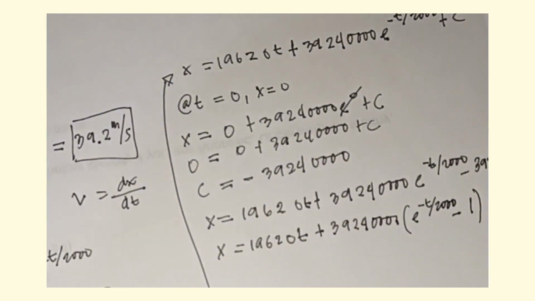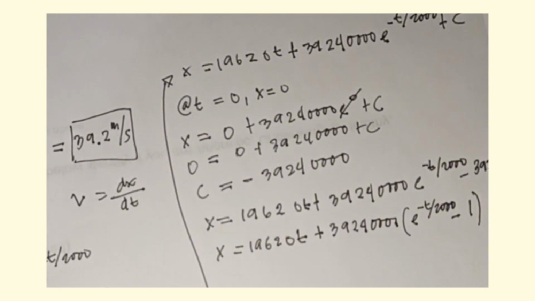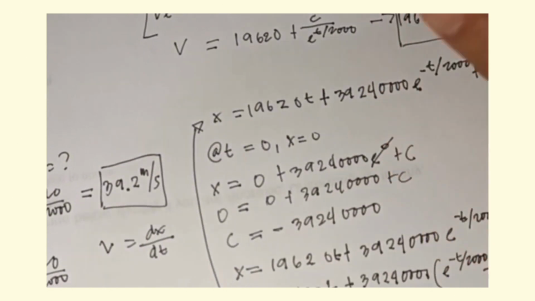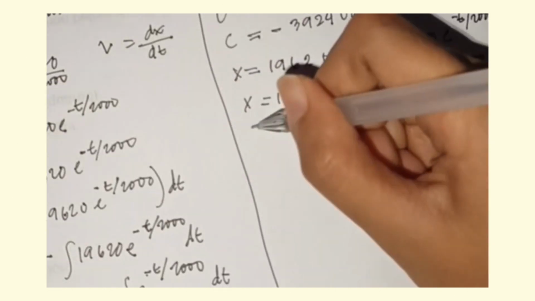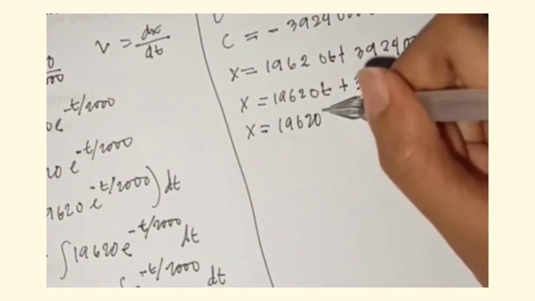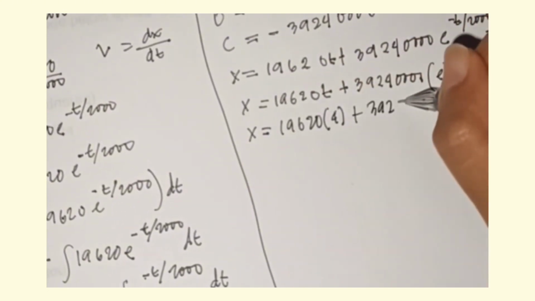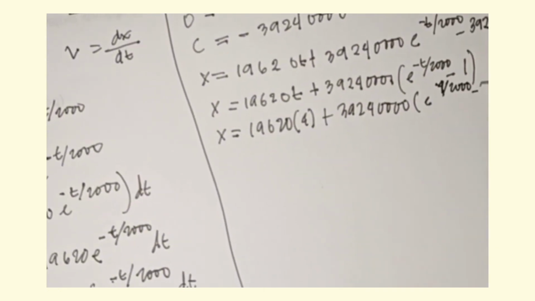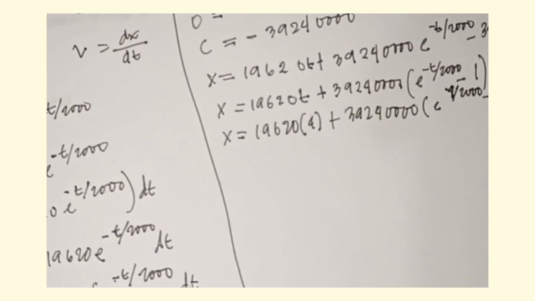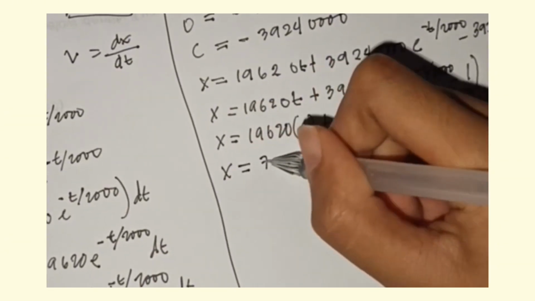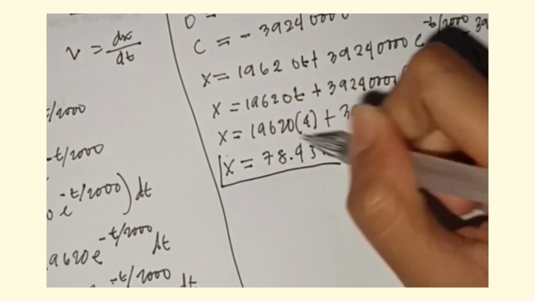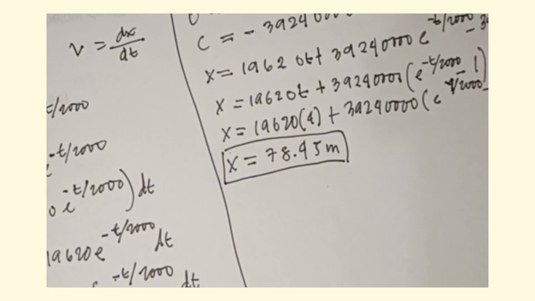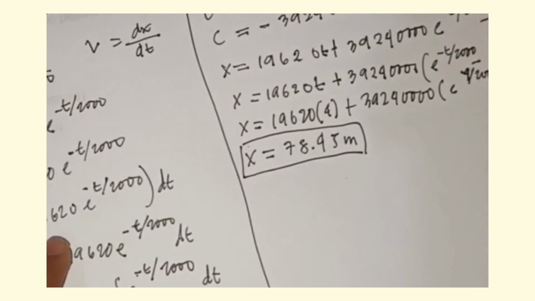Okay, so this is the distance traveled by the object. And the problem is asking what is the distance traveled by the ball after 4 seconds. So x should now be 19620 multiplied by the time, which is 4, plus 39240000 e raised to negative 4 over 2000 minus 1. So the total is 78.45 meters. So that should be our answer. And we must be careful and we must know how to solve linear equations and basic integration for us to solve this problem and fully understand.